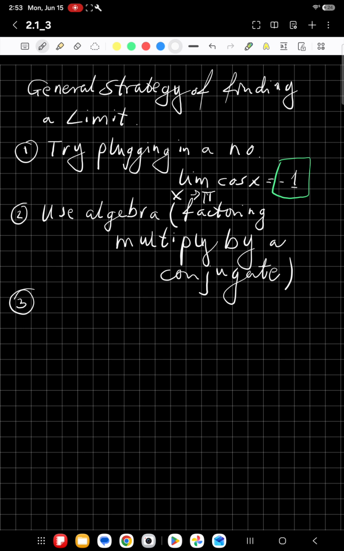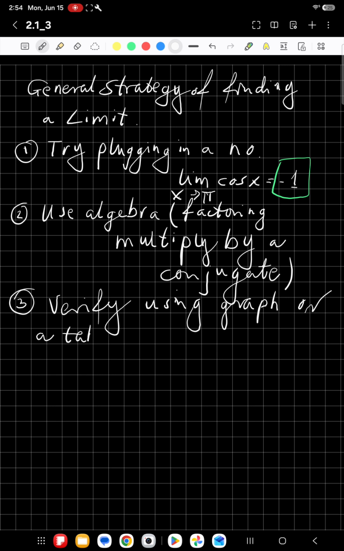And then strategy number 3, we could always graph it. So verify, or graph it, or use numbers. Just plug in some numbers that are smaller or larger than that number a that x approaches. Verify using a graph or a table. Okay, so these are some strategies. Let's do more examples.